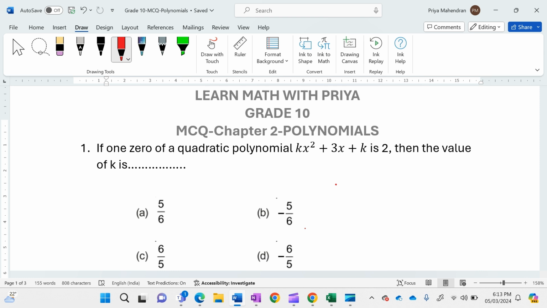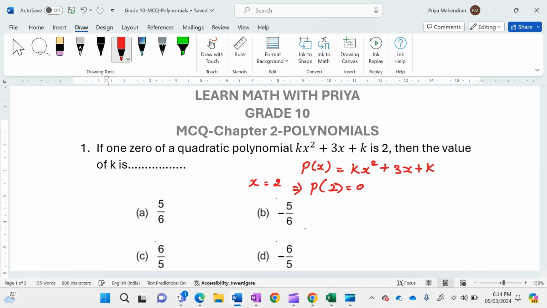In this video, we are going to discuss the important MCQ questions from the chapter polynomial. If one zero of a quadratic polynomial, the polynomial is given as p of x is equal to kx square plus 3x plus 2 and one zero is 2, then the value of k is... Whenever they say one zero of a quadratic polynomial, it is nothing but the value of x. So I'm going to substitute x equal to 2 so that my polynomial will become 0.